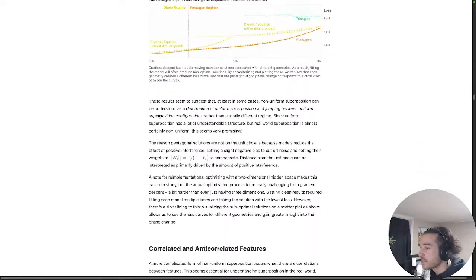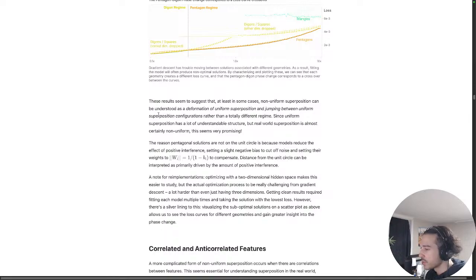The reason pentagonal solutions are not on the unit circle is because models reduce the effect of positive interference, setting a slight negative bias to cut off noise and setting their weights to the norm of w sub I equals 1 over 1 minus b sub I to compensate. Distance from the unit circle can be interpreted as primarily driven by the amount of positive interference.